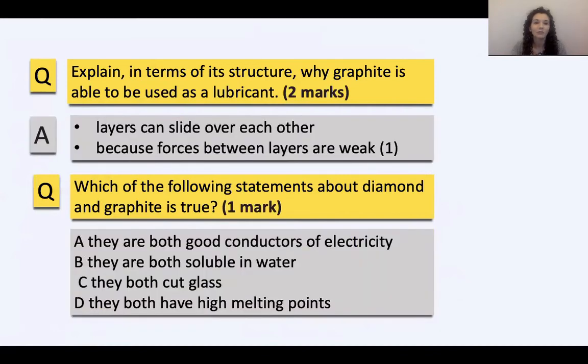Excellent, well done. So remember, the layers of graphite can slide over each other. And this here, if you notice, is an explain question, so you need to use some science in there to explain why that is the case. So the layers can slide over each other because the forces between the layers are weak. Remember, if this is a layer of carbon all covalently bonded together, that's pretty strong. So these layers are strong, but the forces between them are weak, so they can slide over each other.